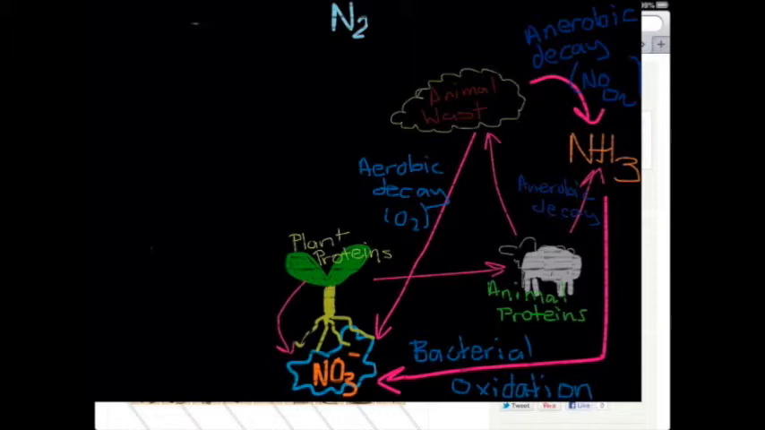As this is a cycle, there needs to be ways of the nitrogen being converted back into N2, or gaseous nitrogen. So some other things that happen.